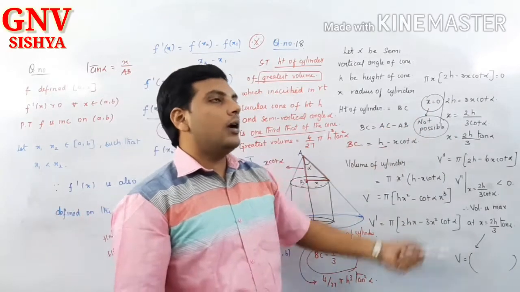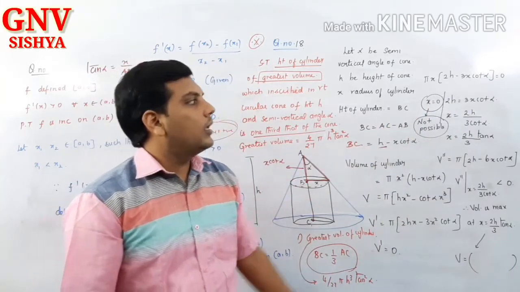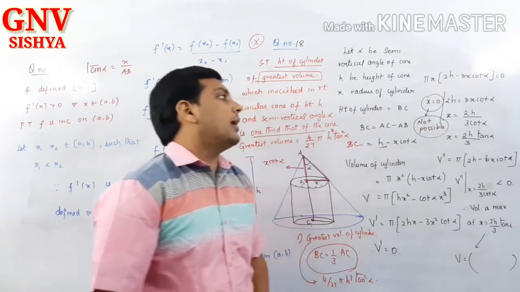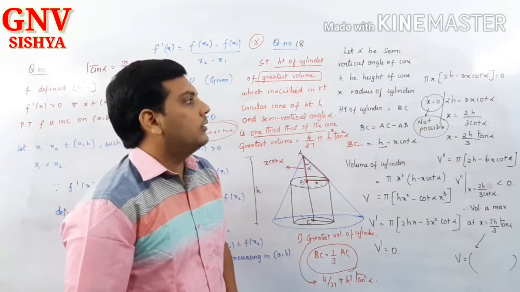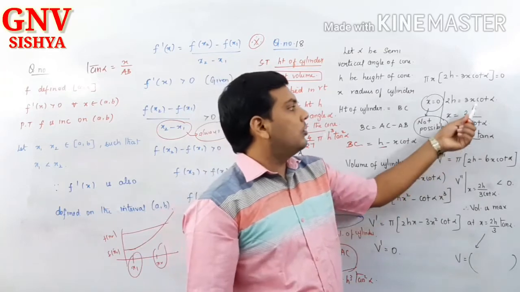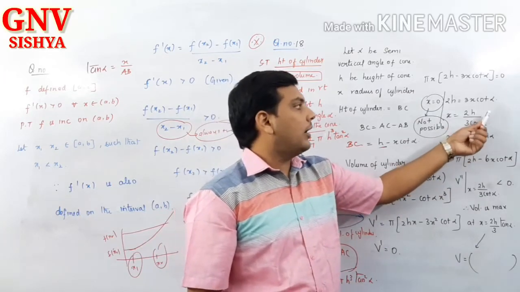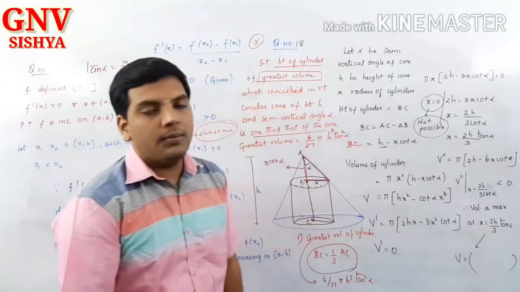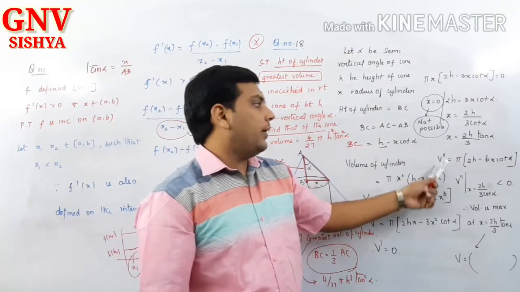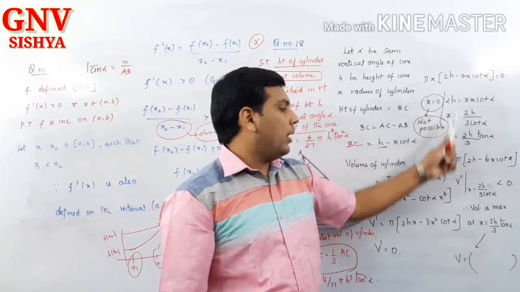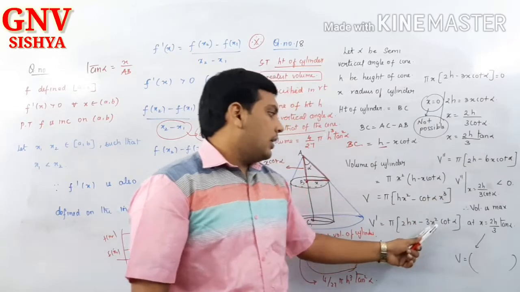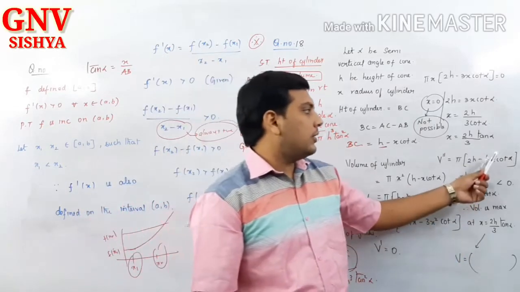x equal to 0 is not at all possible. Radius cannot be equal to 0. So 2h minus 3x cot alpha equal to 0. 2h equal to 3x cot alpha. x is equal to 2h by 3 cot alpha. When cot alpha goes to the numerator, it becomes tan alpha. Correct? So if I double differentiate, pi into 2hx differentiation is 2h, 3x square cot alpha differentiation is 6x cot alpha.